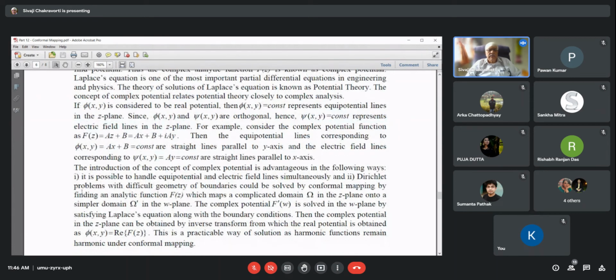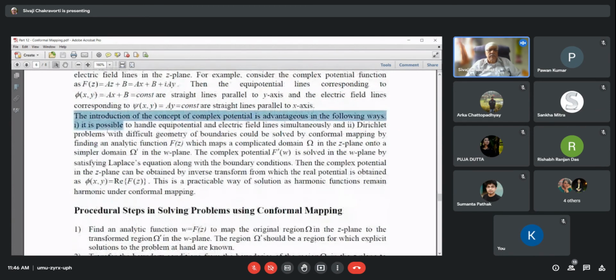How does it help? I have written that here, so you can read it later on. With the introduction of this concept of complex potential, we can handle equipotential and electric field lines simultaneously as the real and imaginary parts of the complex variable.